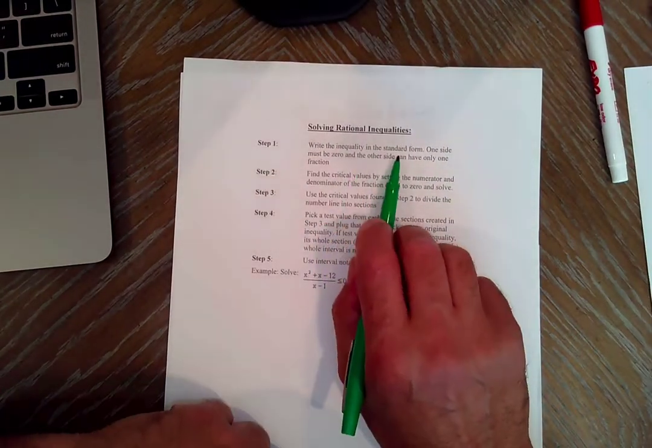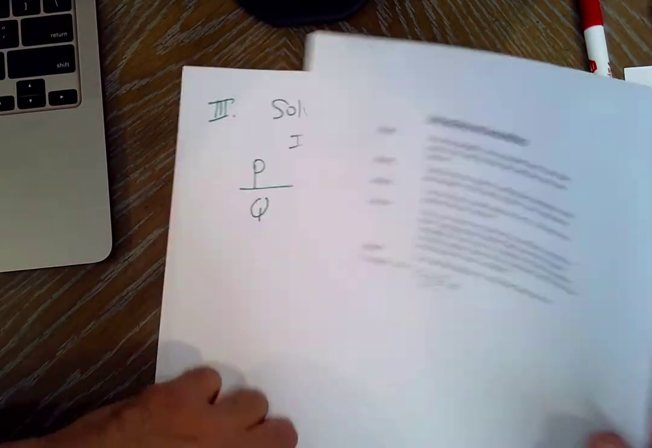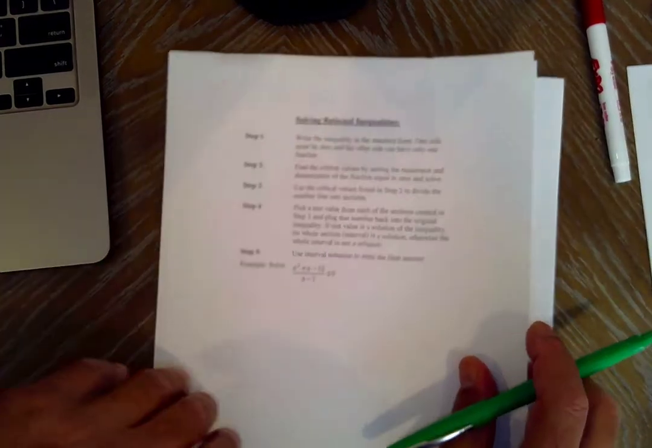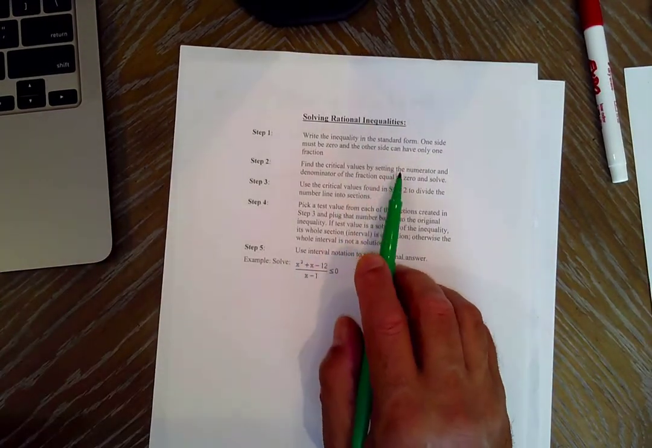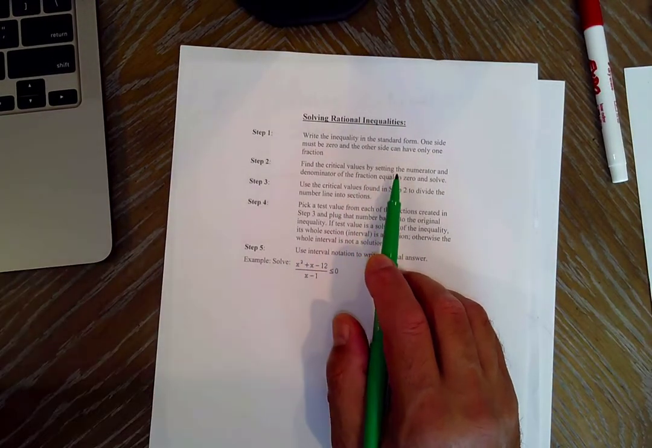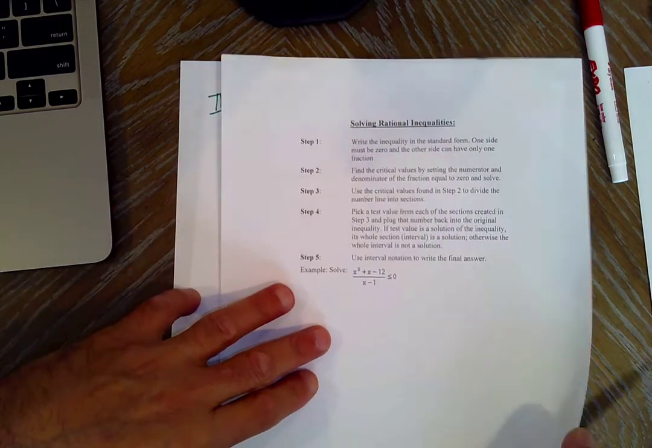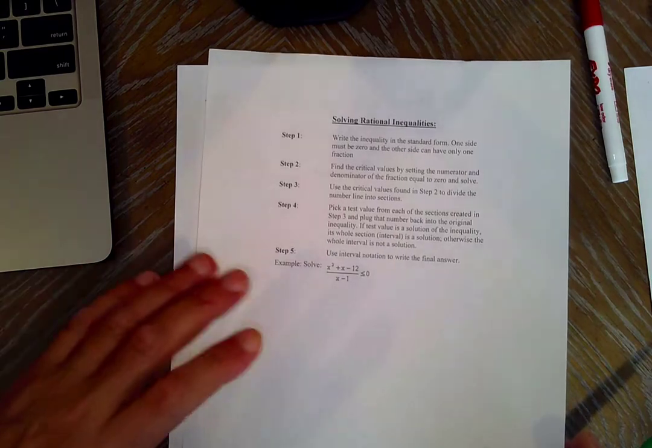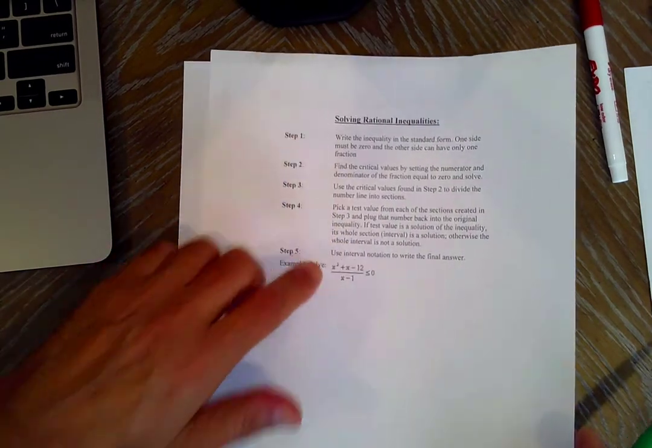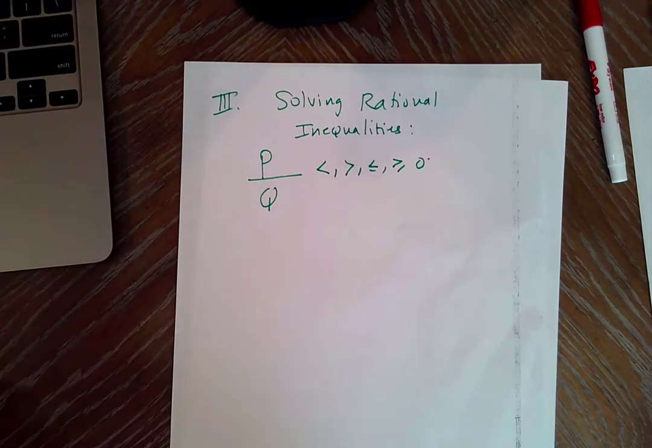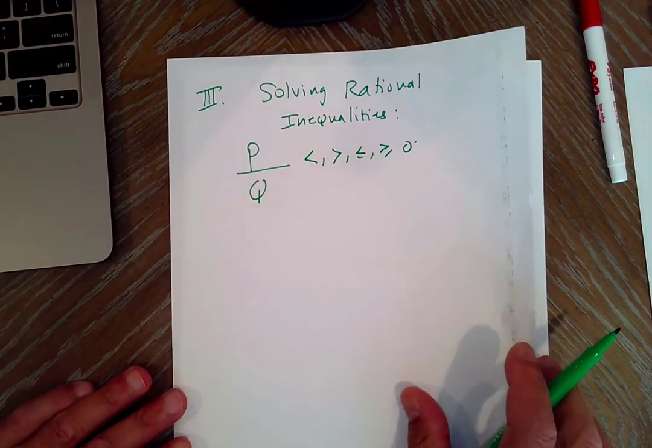You want to write the inequality in standard form. This is what I'm talking about. And then find the critical values by setting each one of these, top and bottom, equal to 0, and then everything else will be the same. You just have to make sure there are no extraneous solutions, okay? Because we have a fraction.